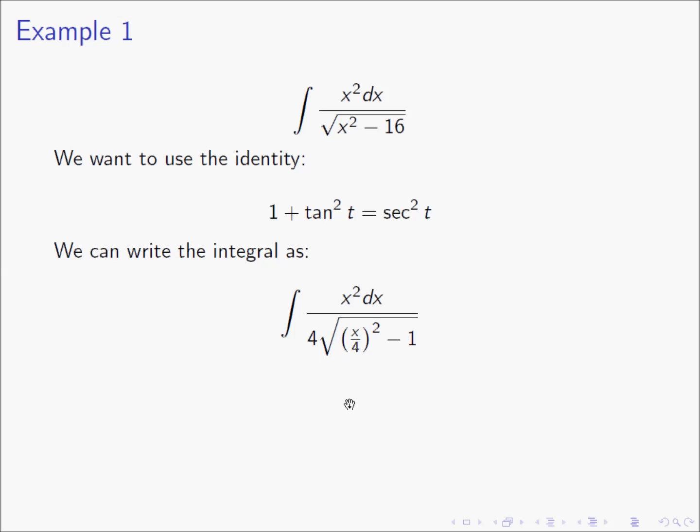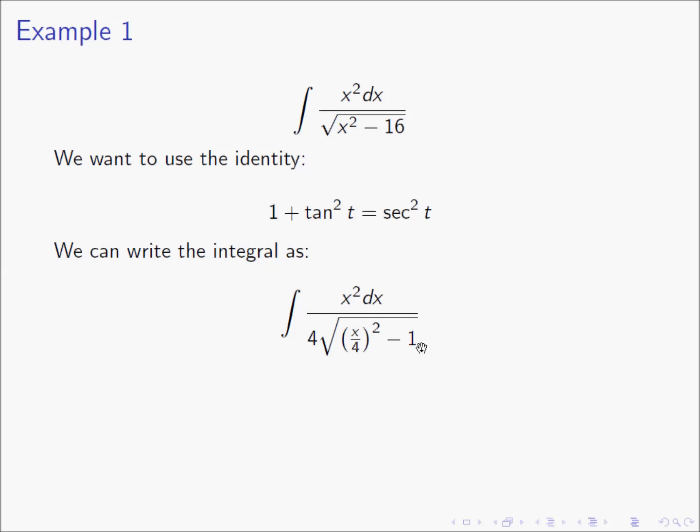So we want to use this identity, and the way to do that is to write this integral like this. We can factor the 4 out, and because the x squared isn't multiplied by 4, we have to divide by it and square that. Minus 1, because this is 4 squared, right? So we can write the integral like this.